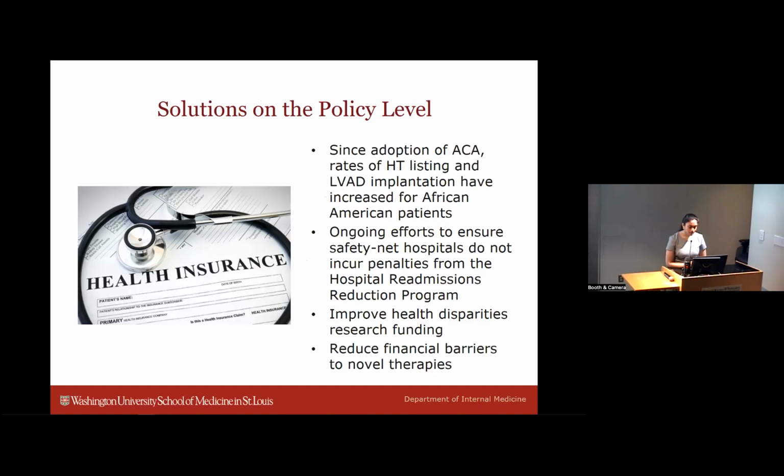However, there is increasing evidence that this actually poses a penalty on hospitals that serve minority patients. Ongoing efforts to ensure that these safety net hospitals do not incur penalties from the Hospital Readmissions Reduction Program are important. Also, improving health disparities research funding and reducing financial barriers to novel therapies is important.